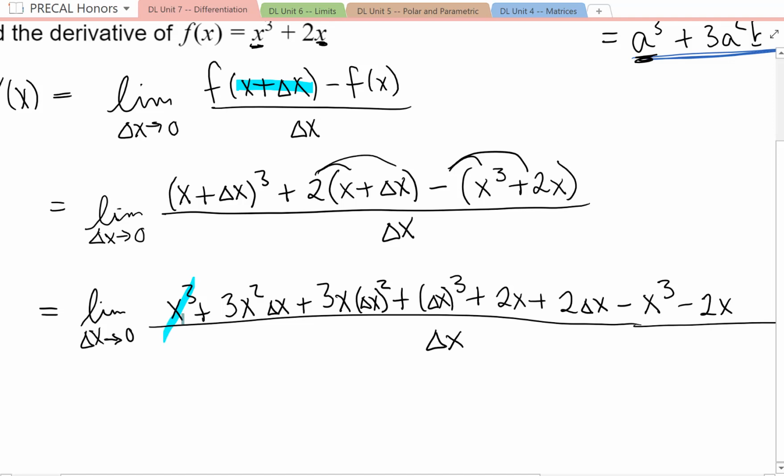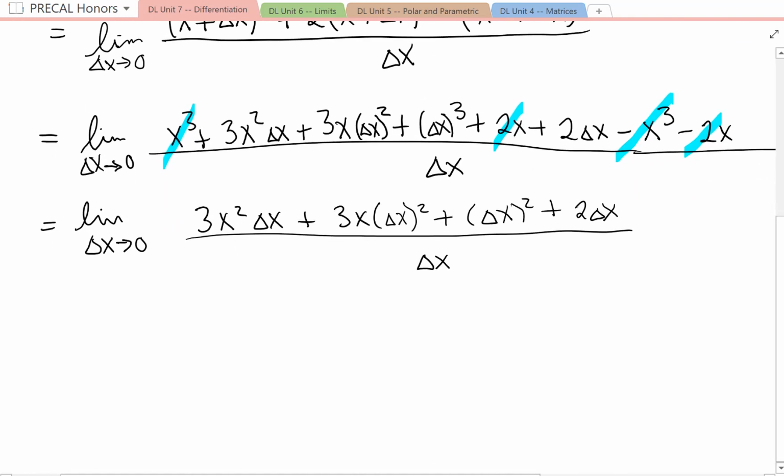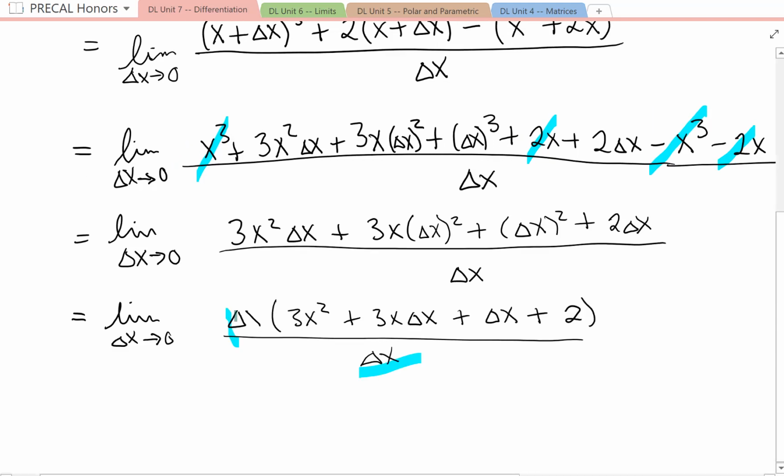So we have a positive x cubed and a negative x cubed, that is 0. We have a 2x and a negative 2x, that's also 0. That leaves us with only terms that have delta x in them, which is extremely convenient for us to factor out and reduce. None of the terms with delta x in them actually combine. So go ahead and factor out delta x. Delta x divided by delta x is 1.